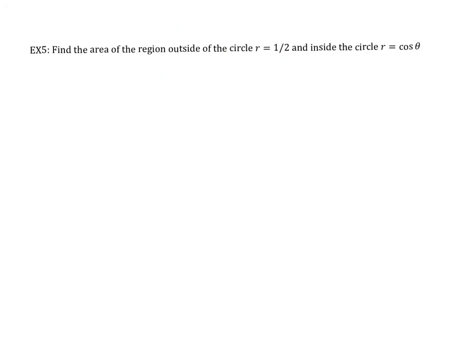And then let's look at one last example. We're going to look at an example where we actually have two polar equations. So we want to find the area of the region outside of the circle r equal to 1/2 and inside the circle r equal to cosine of theta. Again, really helpful if you graph this. The circle r is equal to 1/2 is just a circle at the origin with a radius of 1/2.